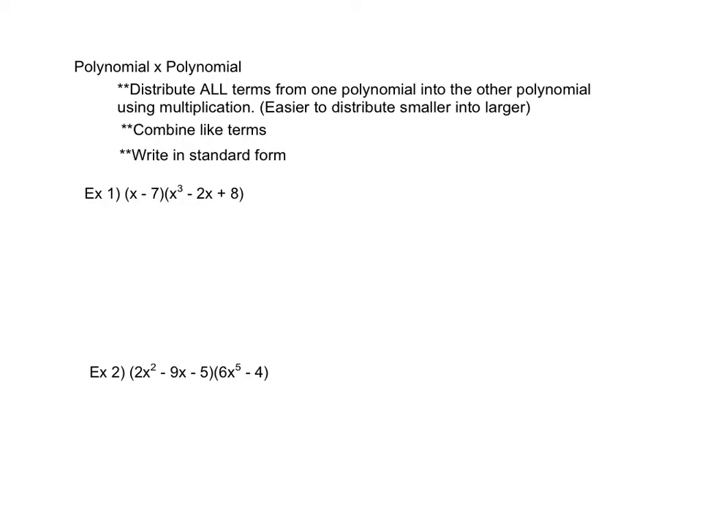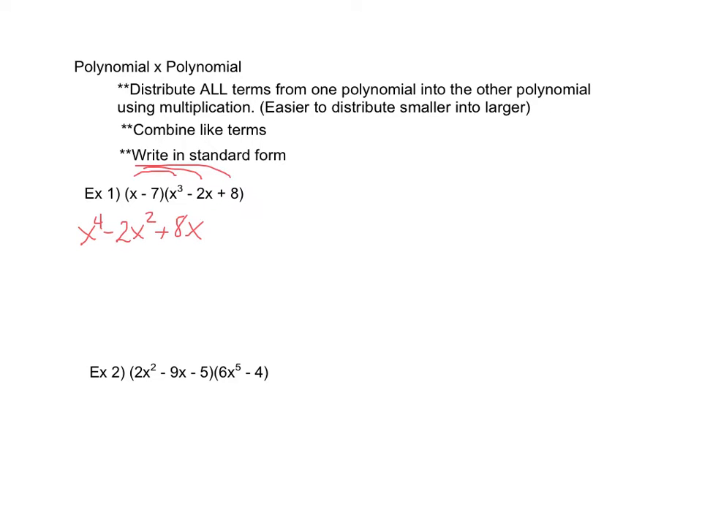So I'm going to say I have an x minus 7 times an x cubed minus 2x plus 8. So I'm going to take my x from my x minus 7 and distribute it to all terms in that trinomial. So x times x cubed is x to the 4th. X times minus 2x is minus 2x squared. X times 8 is plus 8x.